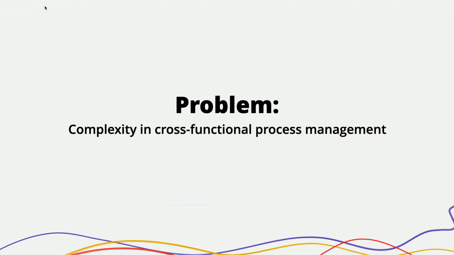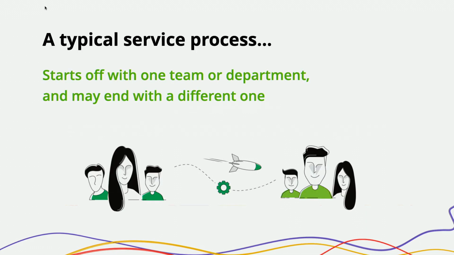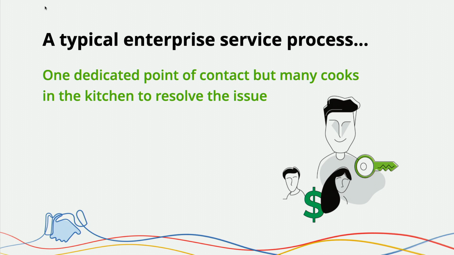But at the same time, the support person who took that ticket may not be actually procuring the goods or have access to your accounting suite to make that purchase. So during a typical service process, it may start off with one team member or one department, and it'll end up with a different one. There's also no one dedicated point of contact, but I always use the term there's many cooks in the kitchen to resolve this issue. If you've ever worked with a company and had to ask who do I call or who do I email to get this resolved, and they pass you off a bunch of different times, that's because there's no process in place in the organization to make that information transfer, and nobody is being held accountable.